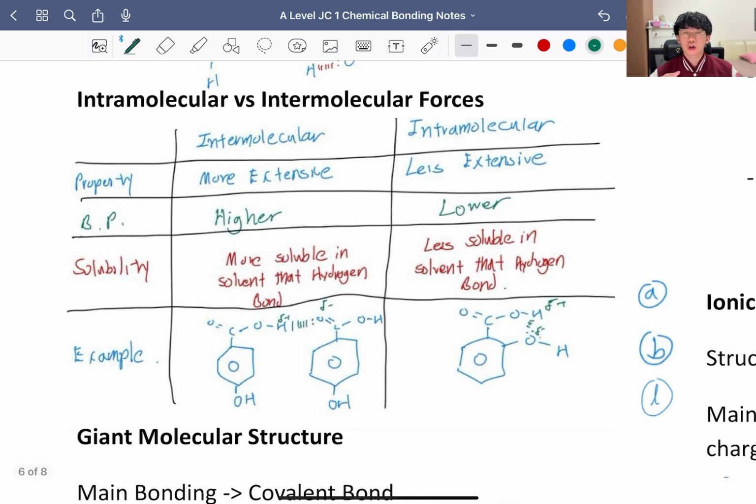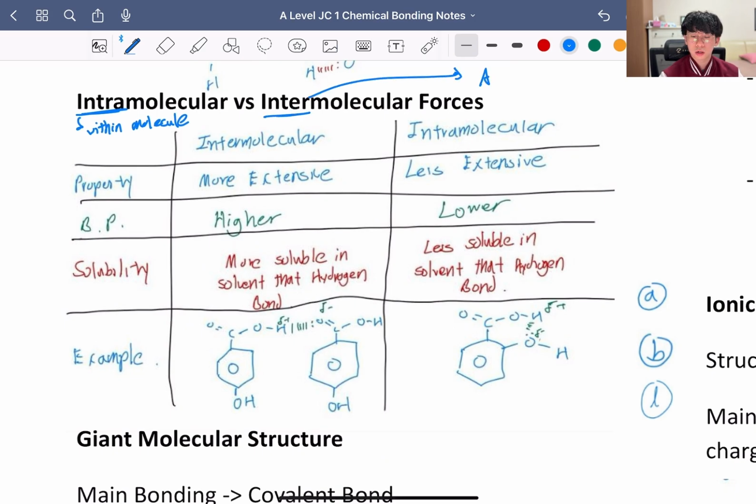Alright, next up is talking about intramolecular versus intermolecular forces. So intramolecular, as the name suggests, is within the molecule. And intermolecular, also as the name suggests, is across or between different molecules. If you do a comparison, intermolecular forces tend to be more extensive, of course, because you can branch out more. You're not limited to just your own molecule itself compared to intramolecular forces.